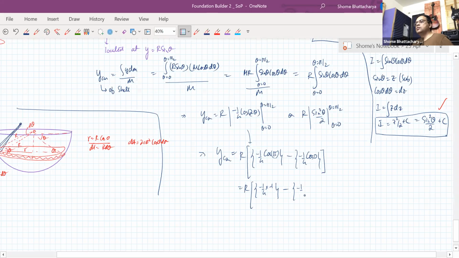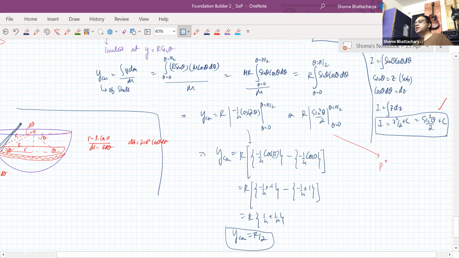And cos 0 is 1. So that's how we get r into 1 by 4 plus 1 by 4, or r by 2. It's a long and arduous route, but you come to the answer. Whereas this one is somewhat simpler actually.